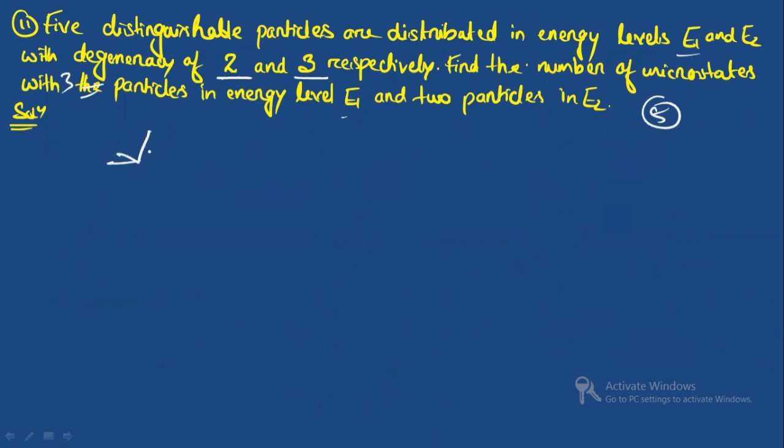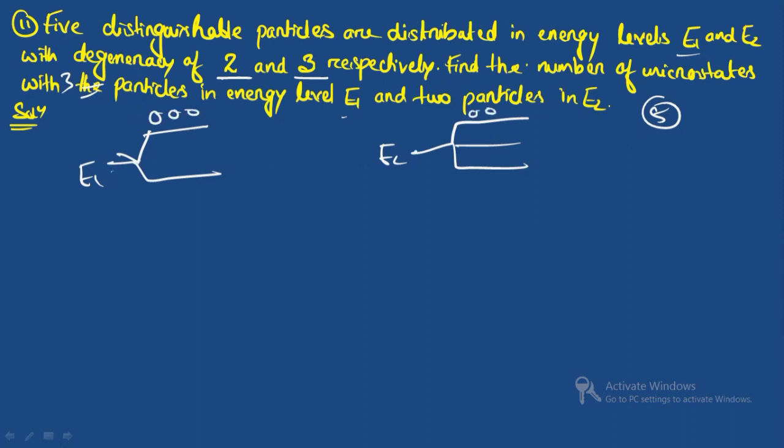Degeneracy is given to you. This is E1, this is E2. Degeneracy means what? Number of levels. So here it is 3, here it is 2. All right. So here it is said, find the number of microstates with 3 particles in level E1 and 2 particles in level E2.